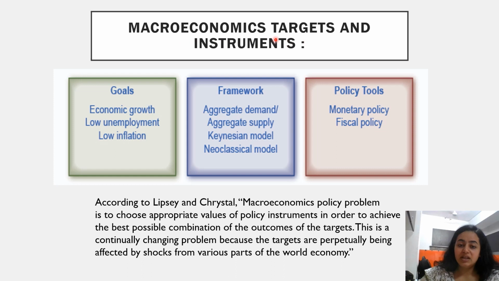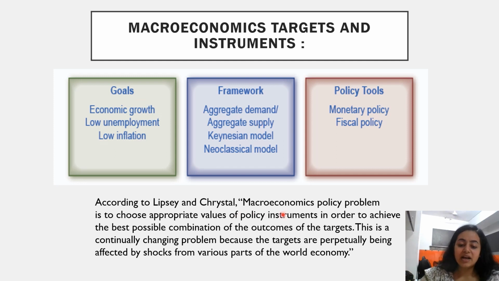Macroeconomic targets and instruments. So there are some goals that the economy has, like say we want to lower inflation, we want to lower unemployment, and we want to boost economic growth. But there is a framework through which we are trying to achieve these goals, like aggregate demand and supply, or the Keynesian model, or the neoclassical model. And some policies, like monetary policy and fiscal policy, are used through this framework to achieve these goals.